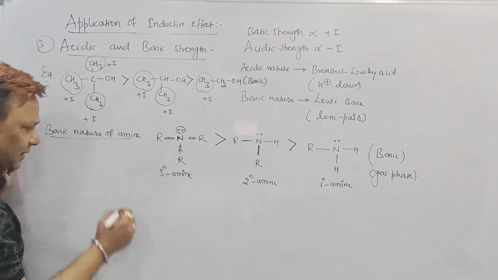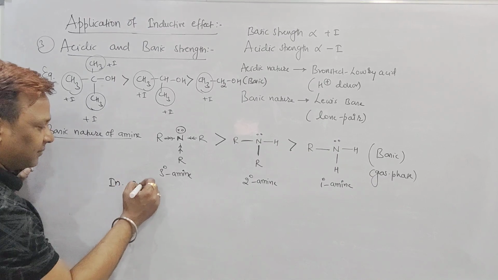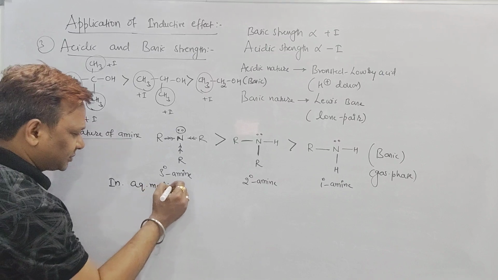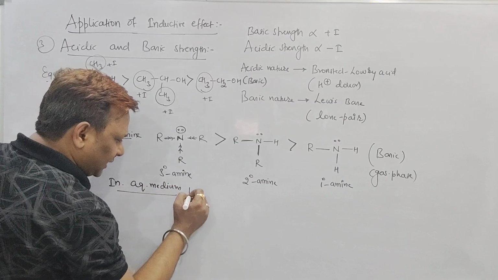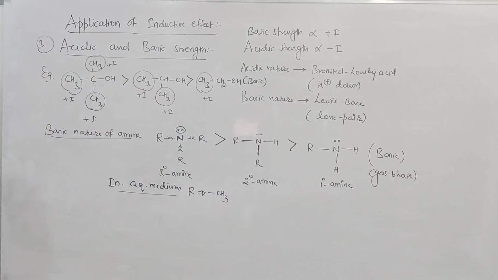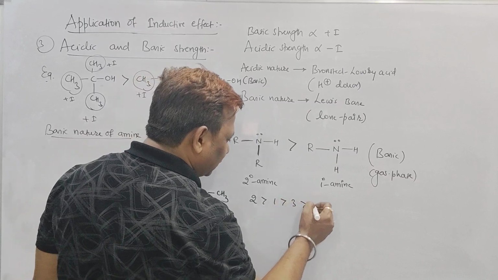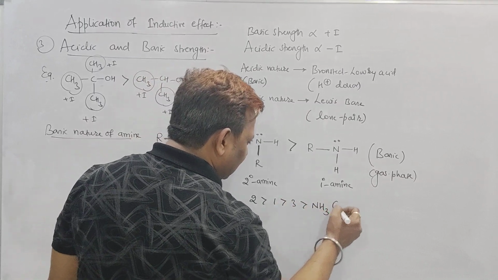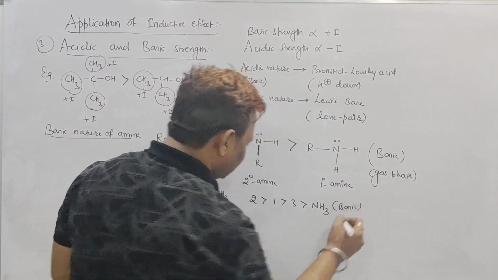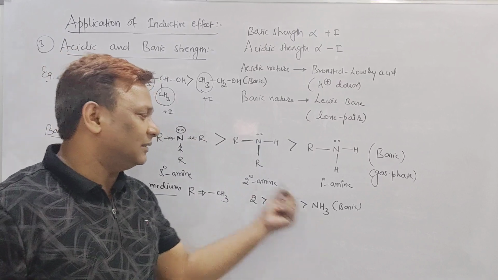But if these are in the liquid phase, I mean to say, in the aqueous state or in aqueous medium, and let us say R is a methyl group, then secondary is more basic than primary than tertiary than ammonia. It is the order of basic strength. See, secondary amine is more basic, then primary amine, and last tertiary, and then ammonia.